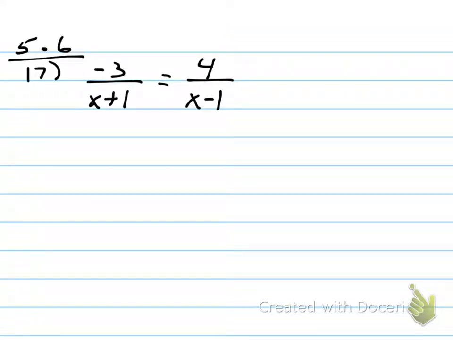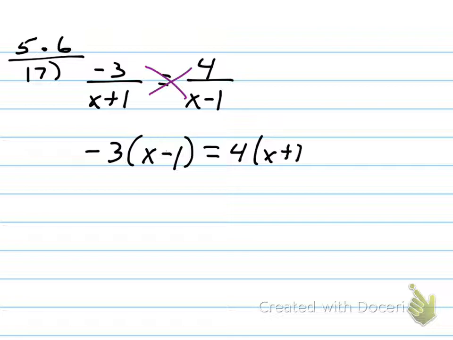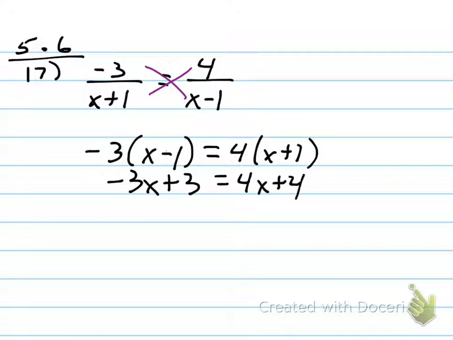5.6, time to solve, and since I have a proportion, I'll multiply this numerator times that denominator. And then I'll multiply the other numerator times the other denominator, and I set those equal to each other. So I have negative 3x plus 3 equal to 4x plus 4. When I solve, I'm going to subtract 4x from both sides.